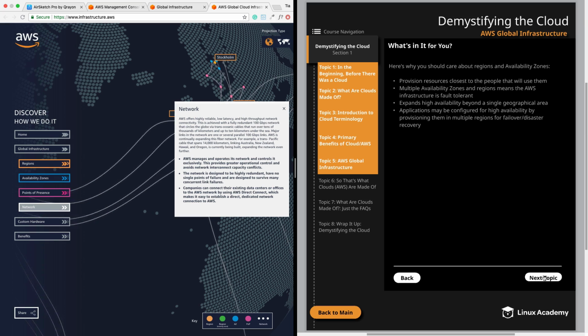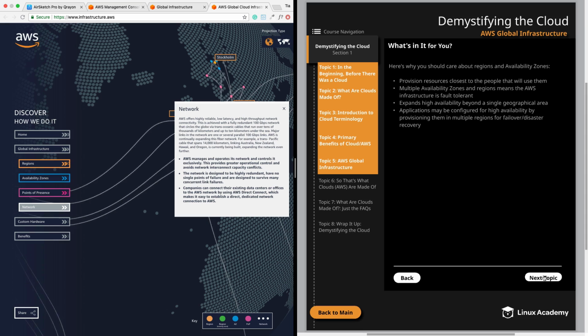So think about benefits for you. You get to provision resources closest to the people that need to use them. So let's say that you had users that were in Japan. You could create resources in a region that is in or near Japan that will allow your users to access them efficiently and with the least amount of latency. If you have some users in America, you could do the same thing, right? You create resources in the regions that are closest to those users. You have multiple availability zones and regions, so the AWS environment is fault tolerant and highly available. Now, that doesn't mean that something can never go wrong.